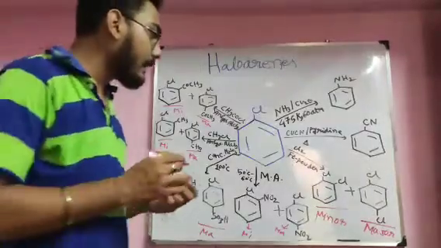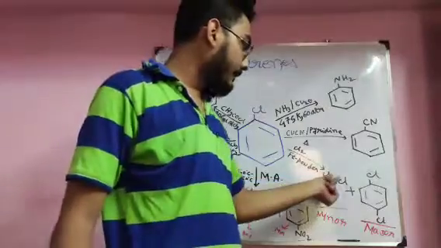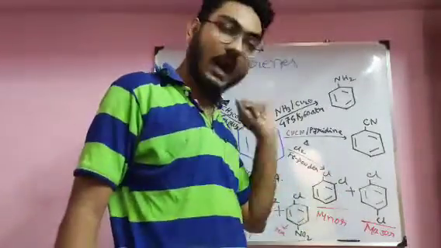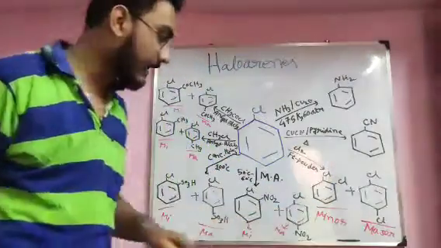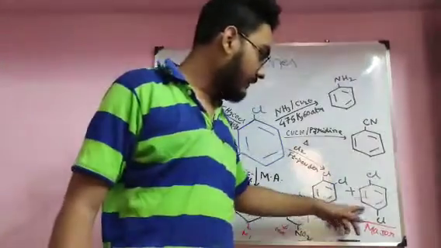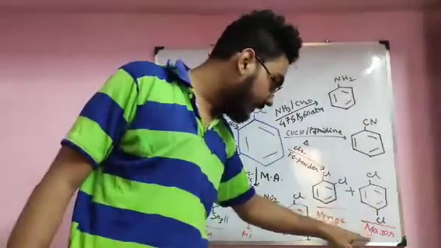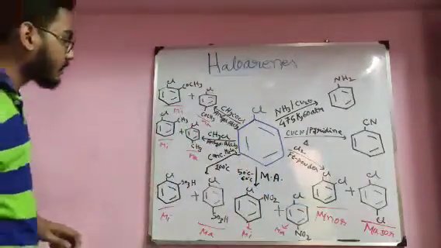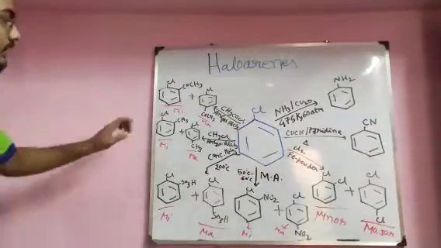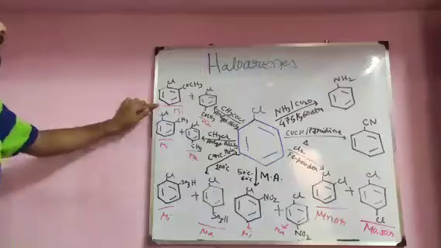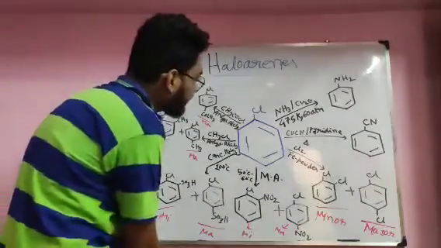Why did this happen? Because in this compound, repulsion occurred in this reaction. In the major product, no repulsion occurs. So that's why this compound is considered the major product. In all cases, it is the same. Here repulsion occurred, so this cannot be the major product. It is the minor product, and this will be the major product. Okay.